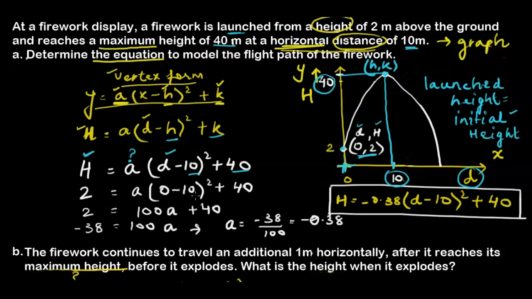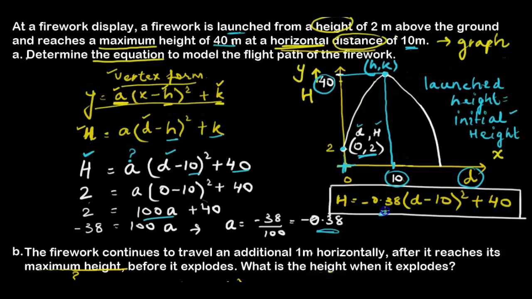0 minus 10 is negative 10, squared is 100, times a is 100a, plus 40 equals 2. When we move this to the other side, it gives us negative 38 equals 100a. So a is equal to negative 38 divided by 100, that is negative 0.38. And the final equation that we get is height equals negative 0.38 times (d minus 10) squared plus 40.